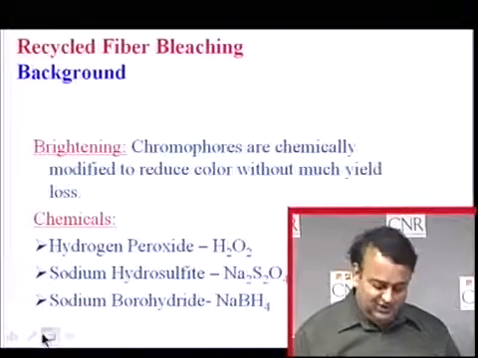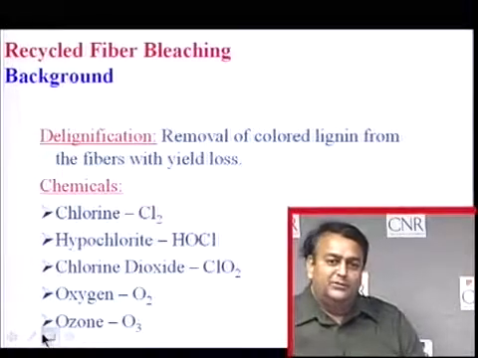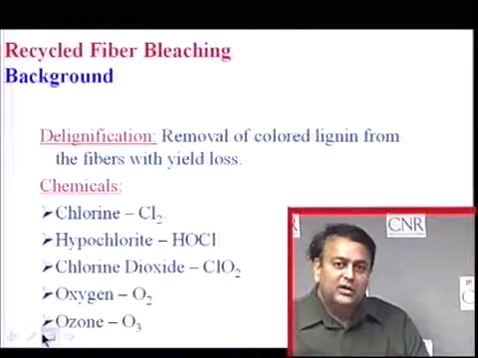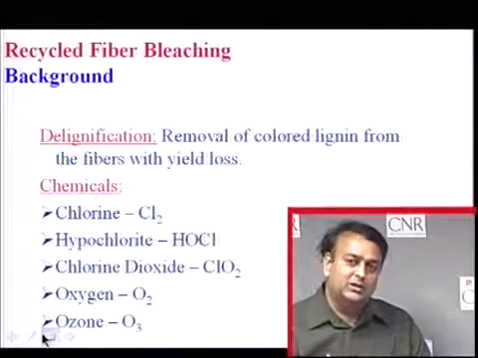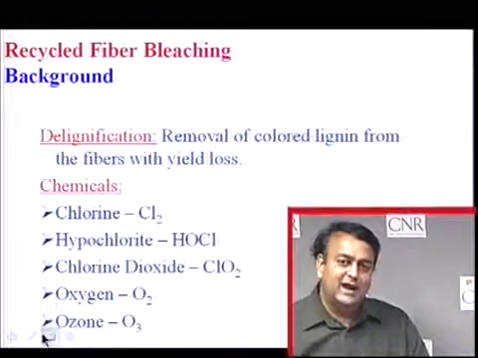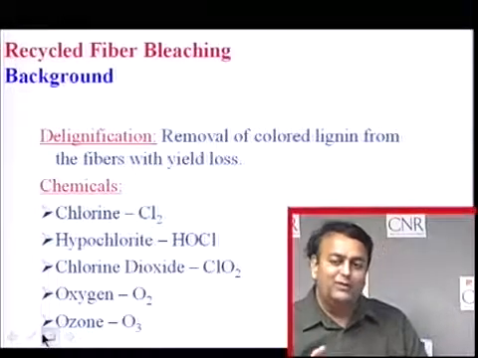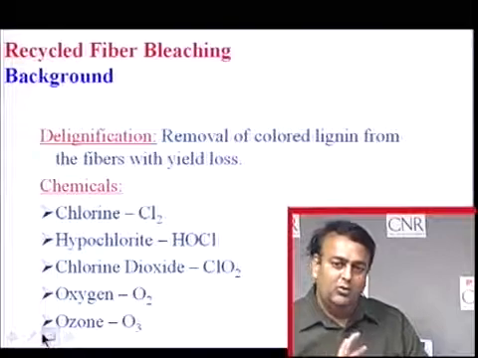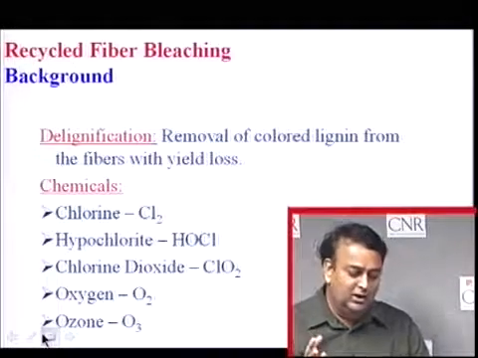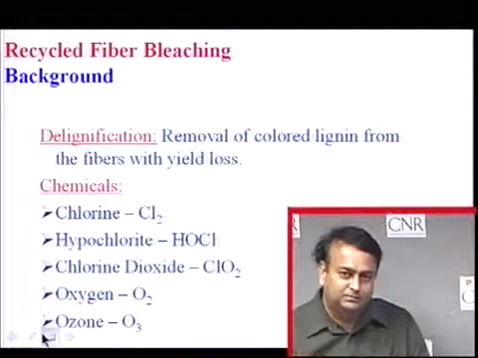The next one, let's take a look at delignification. This pertains to chemical pulp bleaching. What we are doing here is the residual lignin that comes out of the pulp after the digestion process with caustic, it's attacked by oxidative chemicals for the removal of lignin. Here we are removing the lignin, we are going to lose some yield. So the removal of colored lignin from fiber with yield loss is called a delignification process.